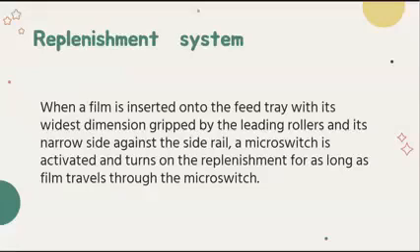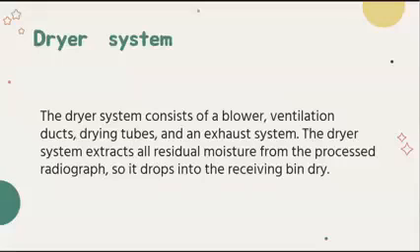Okay, so for the replenishment rate, the replenishment rate should be 60 to 70 ml for the developer, and 100 to 110 ml of fixer for every 35 centimeters or 14 inches of the film. So again, replenishment rates are approximately 60 to 70 ml of developer and 100 to 110 ml of fixer for every 35 centimeters of film.